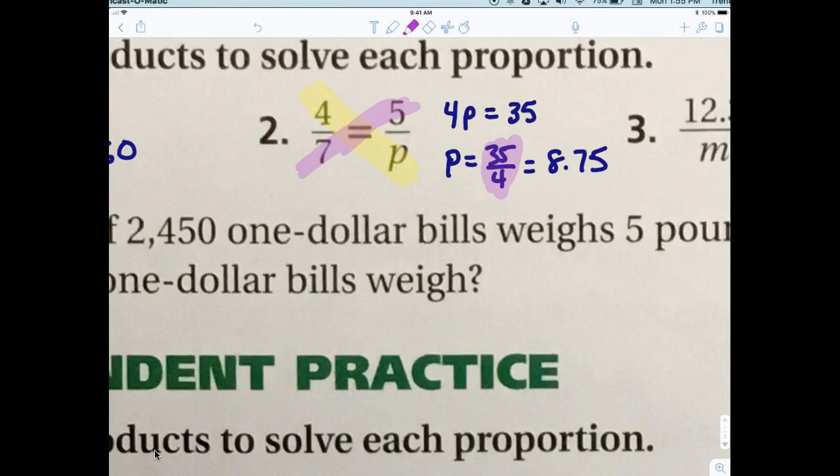35/4. All right, now that's only question number 2. So if you're still going, I'm not 100% yet, then we're going to do a couple more, and then you will be 100%.